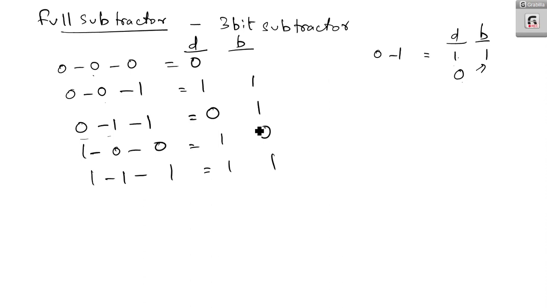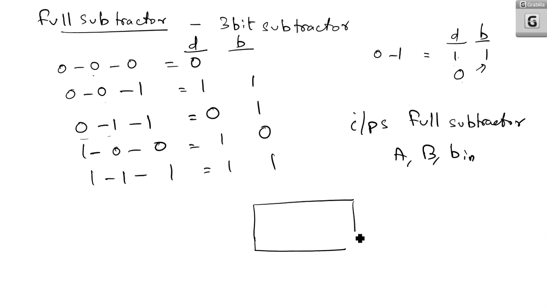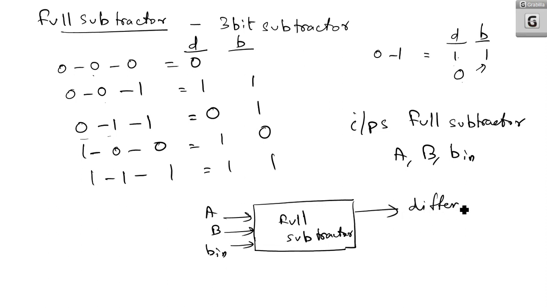So this is basically a 3-bit subtractor, and the inputs to the full subtractor are the first bit A, B and borrow in, that is A, B and Bn. If you draw the block diagram of a full subtractor, the inputs will be A, B and Bn. The outputs are the difference, that is D, and the borrow, P. So this is a general block diagram of a full subtractor.